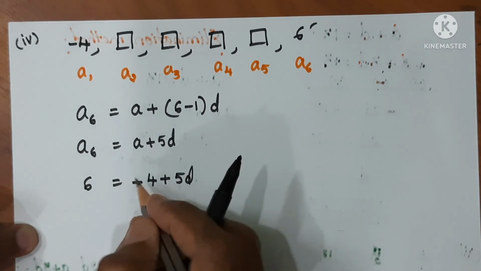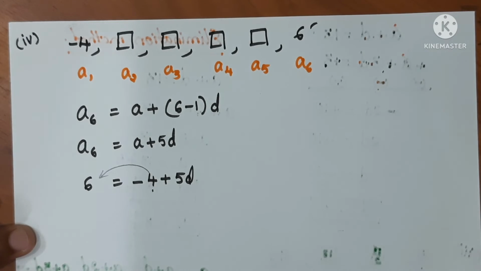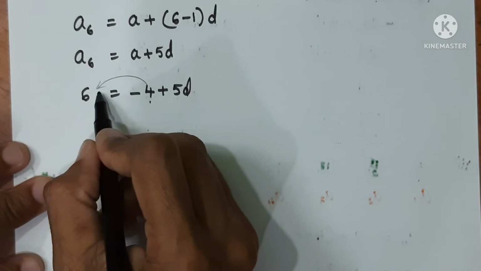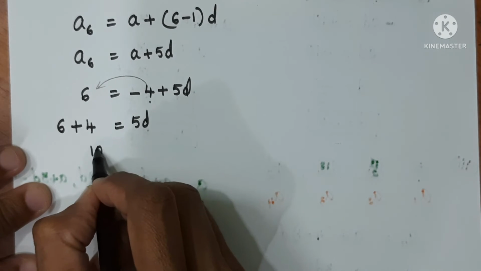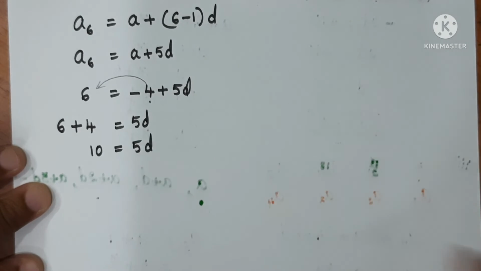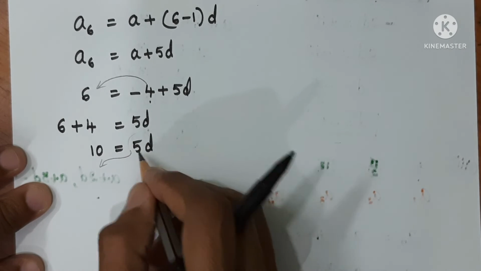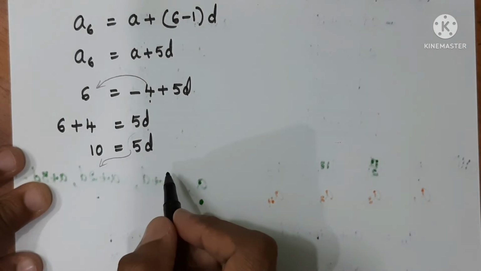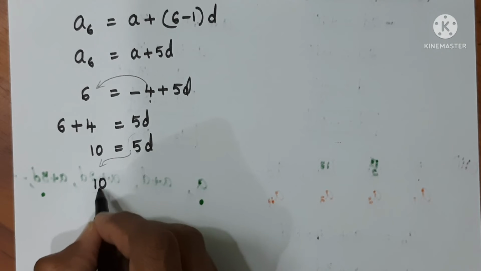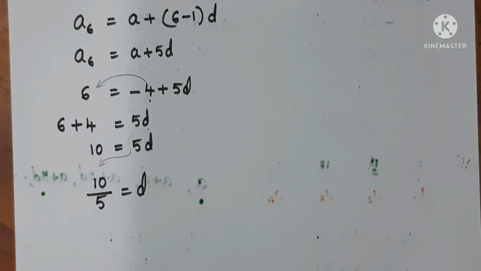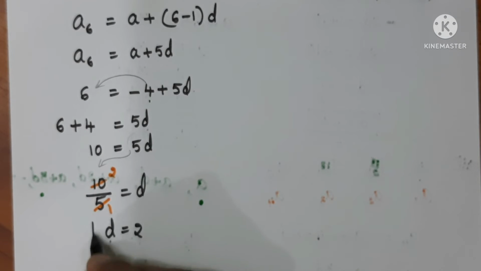Now take minus 4 to the LHS. It becomes plus 4 because here there are two terms. It is a binomial, so the minus 4 changes to plus 4. 6 plus 4 will be equal to 5d, which is 10 equal to 5d. Now take 5 to the LHS, it comes to the denominator because it is a monomial, a single term. Whenever there is a single term, numerator and denominator get exchanged. So 5 will come to the denominator. 10 by 5 will be equal to d. Now 5 ones are 5, 5 twos are 10. So the value of the common difference is 2.